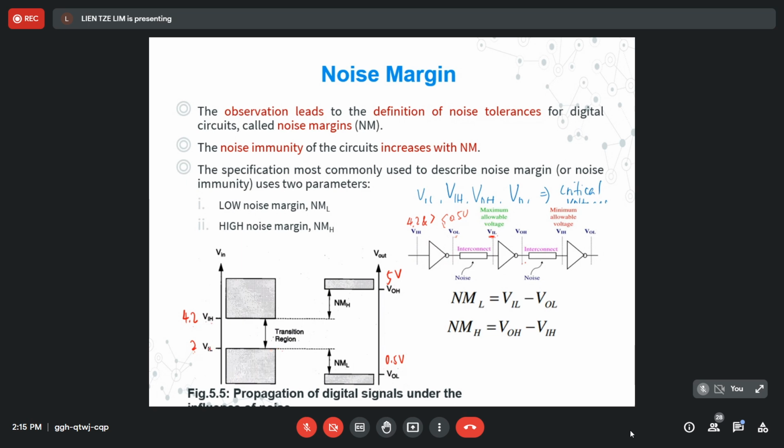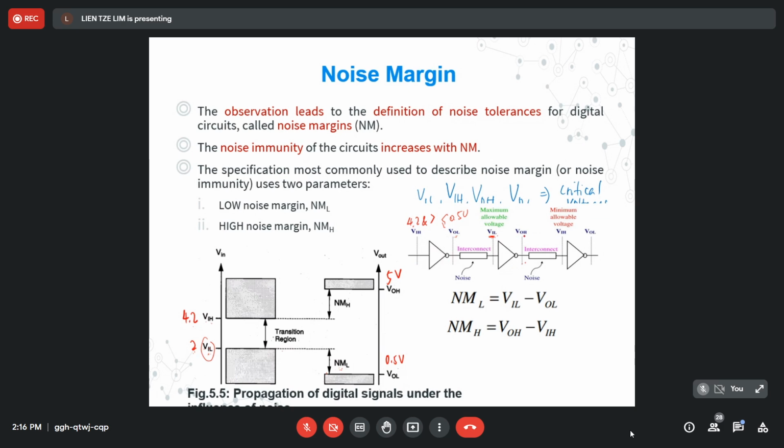So the noise margin here between the input low and output low, we take this. This is VIL, input low, and this is output low. These two voltages we can use to determine the noise margin. This is for the low noise margin. Then if we consider the high noise margin, it will be this.